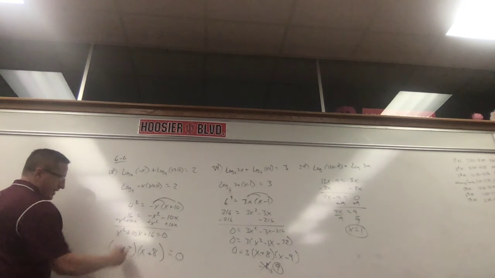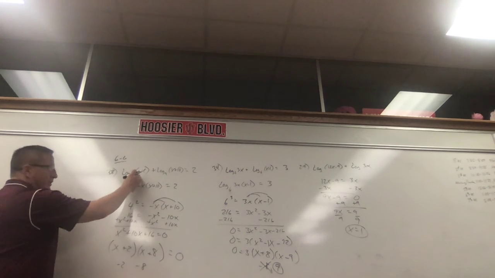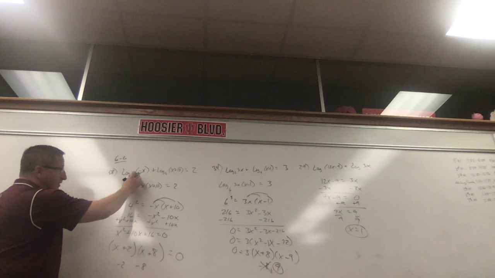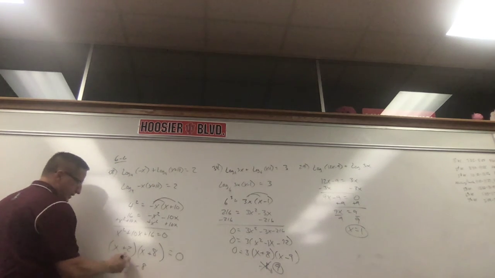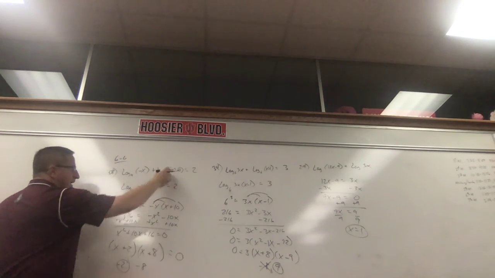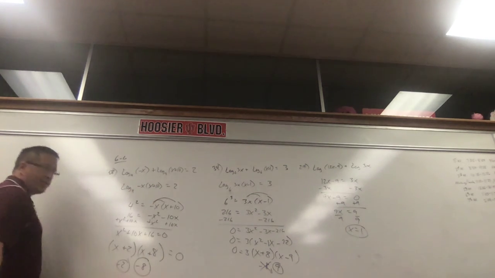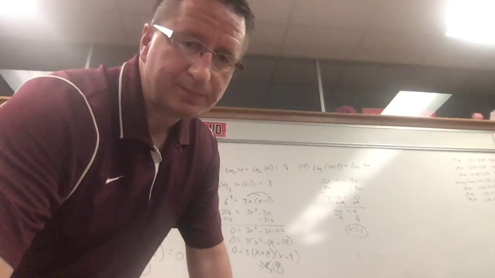Negative 2 and negative 8. My answers look like negative 2 and negative 8. Let's check. I plug in negative 2. Negative 2 is positive 2. That's good. Negative 2 plus 10 is positive 8. That's good. Negative 8. Negative 8 is positive 8. That's good. Negative 8 plus 10 is positive 2. Both answers work. Okay. All right, that's it for this section.